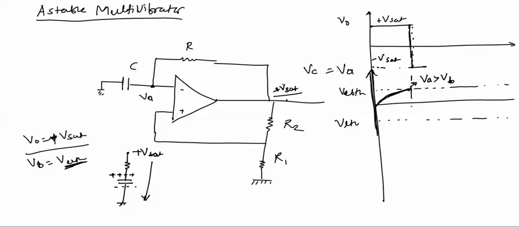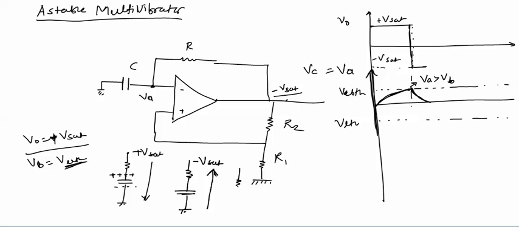Now as soon as output becomes minus Vsat, this RC network will have a negative voltage at this point. Now the ground potential is greater than minus Vsat, so current will flow in the opposite direction. Earlier the capacitor was charged with this polarity. Now when current flows in the opposite direction, the capacitor will start discharging and capacitor voltage becomes 0.